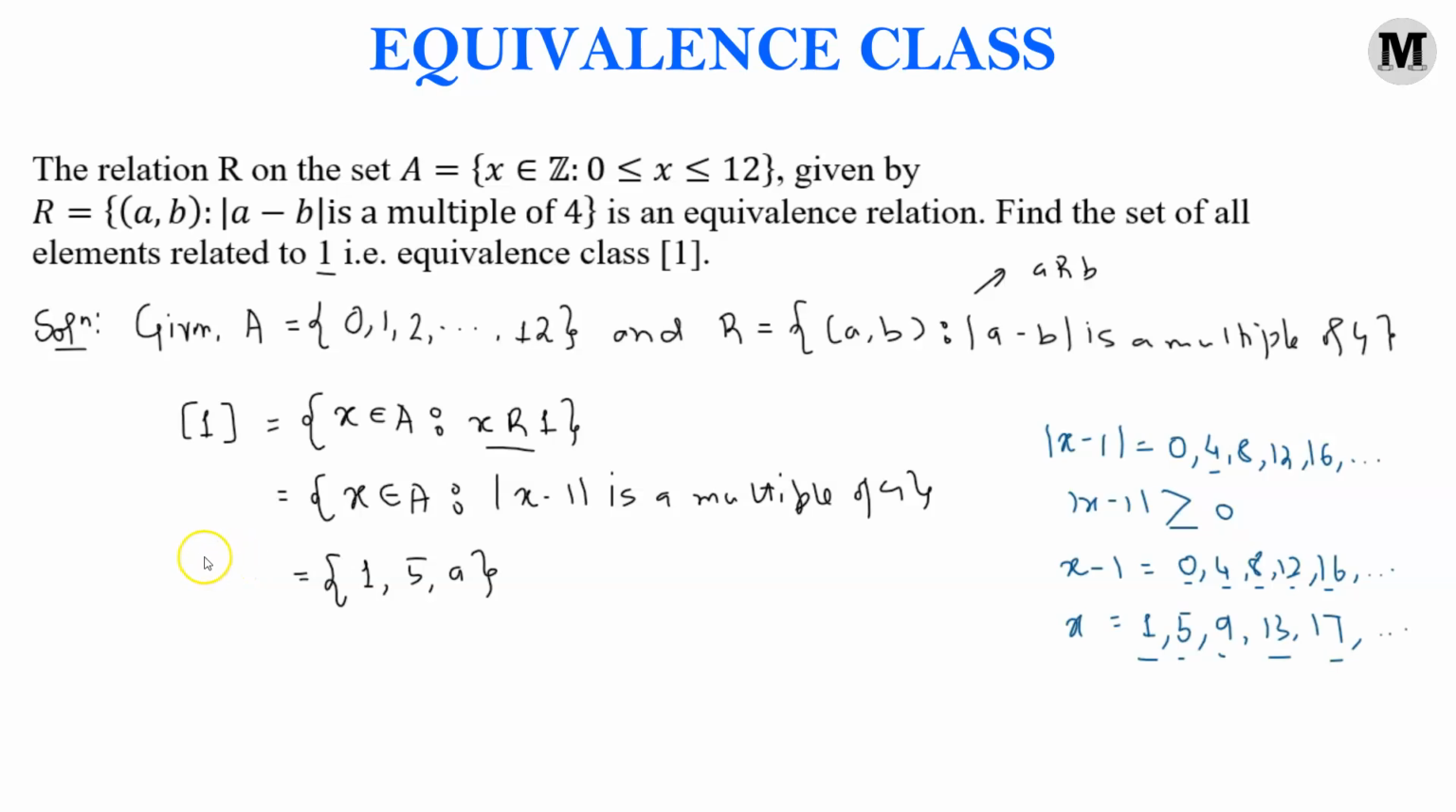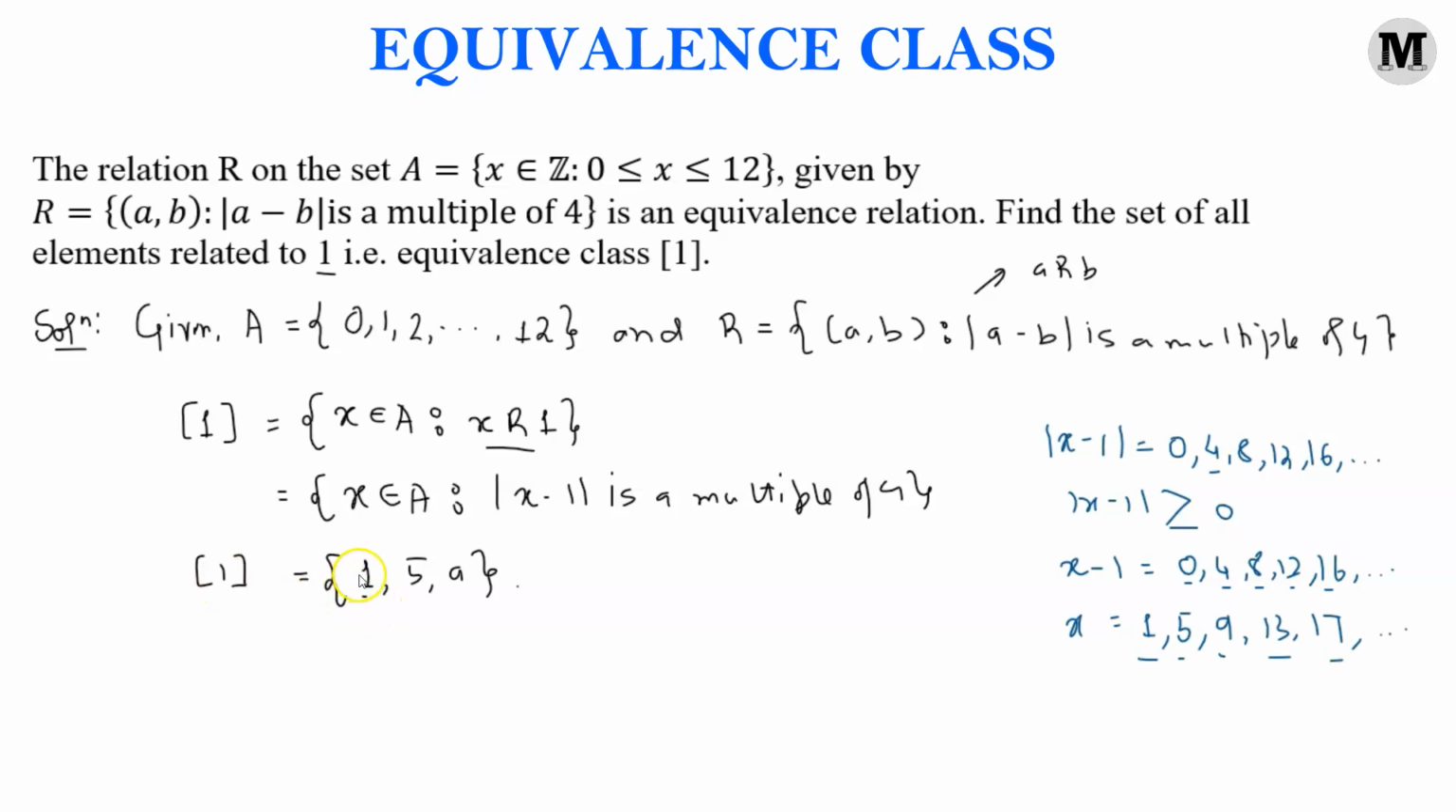So here we have successfully obtained the equivalence class of 1. This is a set that contains the elements 1, 5, and 9, with the criterion that 1 is related to each of the elements such that if we take the difference, it's going to be a multiple of 4. We can verify that. If we take this element 1 of the equivalence class and from it subtract one of the elements from the set.